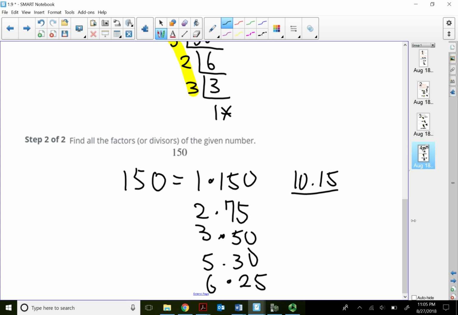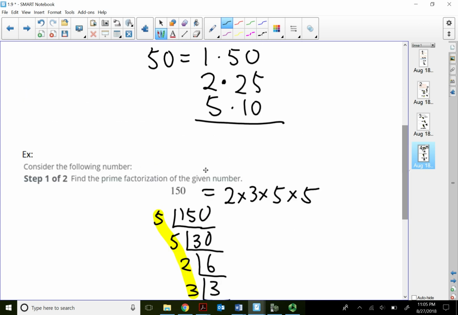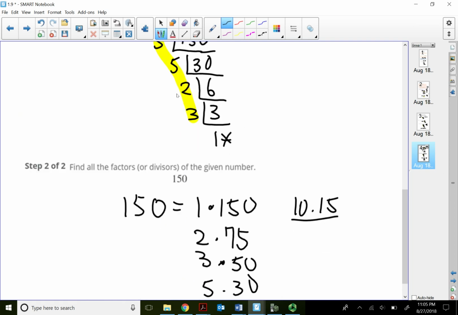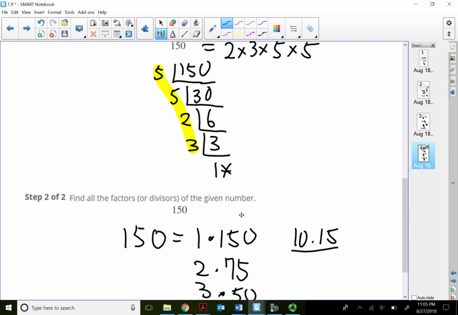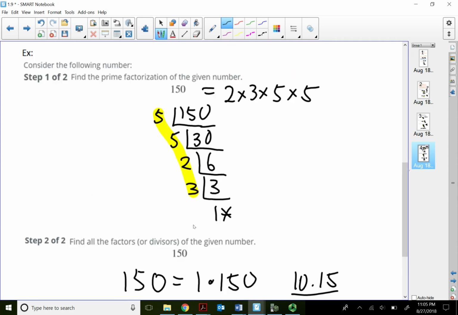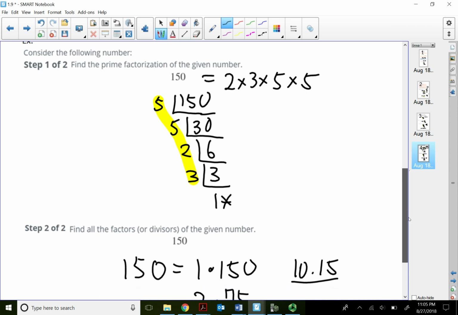All right, so in this lecture video, I quickly showed you how to break down any composite number using prime factorization, and we also reviewed a little bit on how to find all the factors of a given number. That will conclude this lecture video.